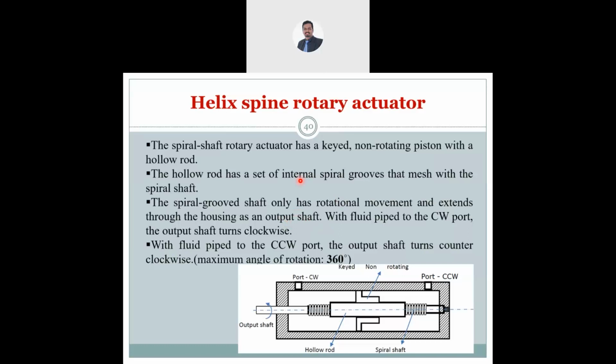So that is how you use helix spine rotary actuators to move anything related, and the maximum angle of rotation can be 360 because it follows the length of the screw. Okay, so always the screw will be enough to cover 360. You still can extend this if you want more, but it cannot be continuous. Okay, so somehow it will have a limit.